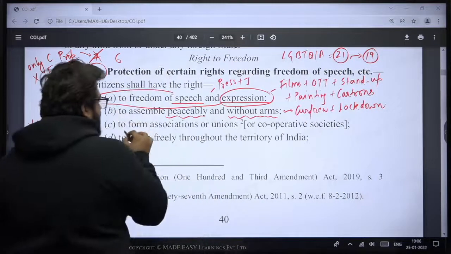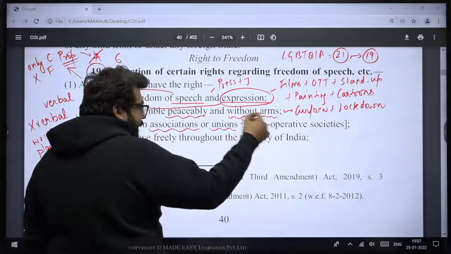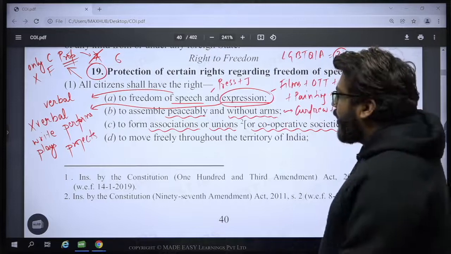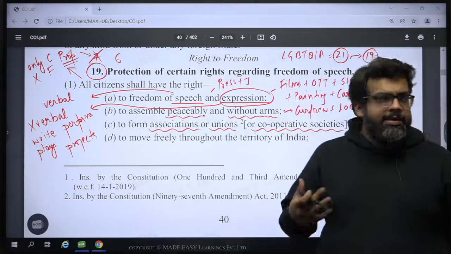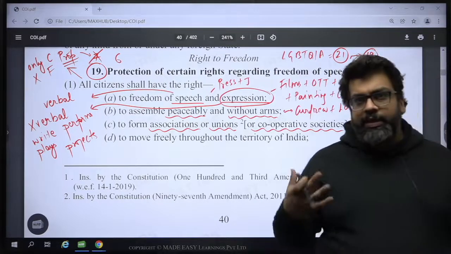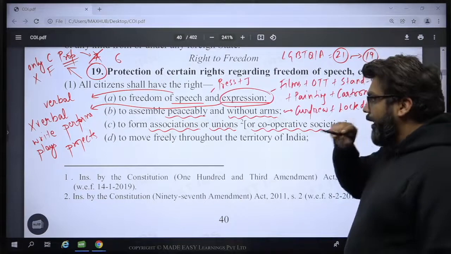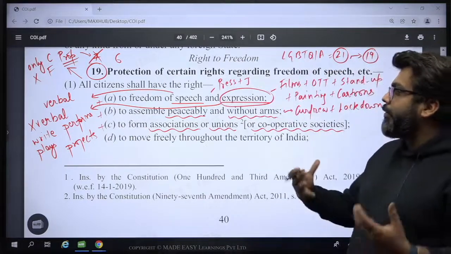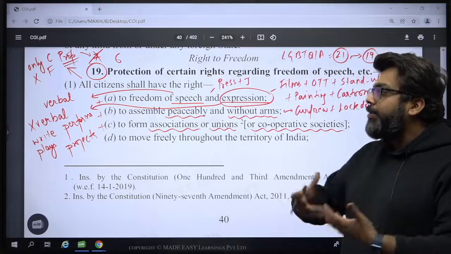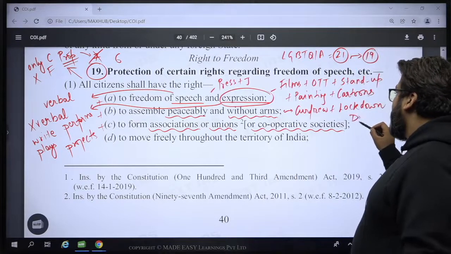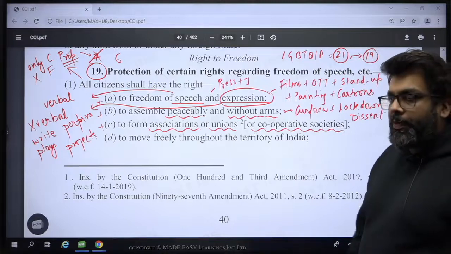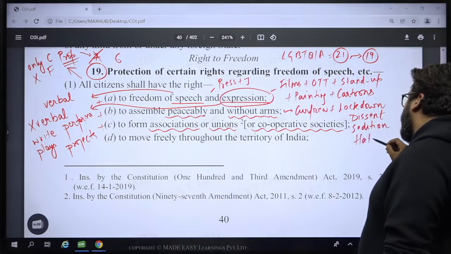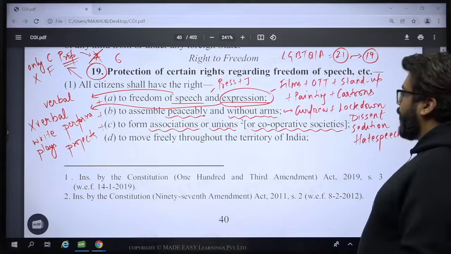Then you have the freedom to form associations or unions, and added through a constitutional amendment, the 97th Amendment, cooperative societies, right? Now, to form associations and unions is essentially to have a sense of collectivism, to have a sense of fraternity, which is also enshrined in the preamble. But if you add A plus B plus C, what do you get? You have the freedom to speech, you have the freedom to assemble, and you have the freedom to form associations. So all your dissent related issues are sort of important here. For example, sedition, for example, hate speech, all of these therefore also become important, right?